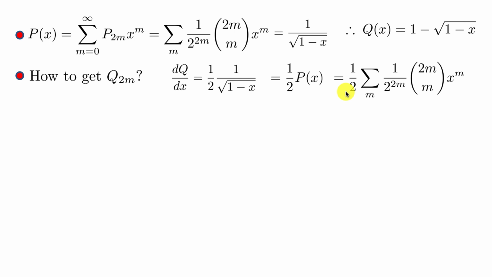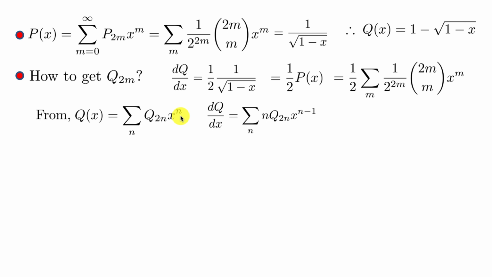P of x, as we had defined it, is just the summation over m. On the other hand, q of x was originally defined as the sum over n of q2n x to the power n, and its derivative is got by differentiating this, which gives us n q2n, with x to the power n minus 1. And now, to make a connection between this and this, obviously we need to define n minus 1 as equal to m in the summation. So then we get dq by dx is equal to this thing over here.